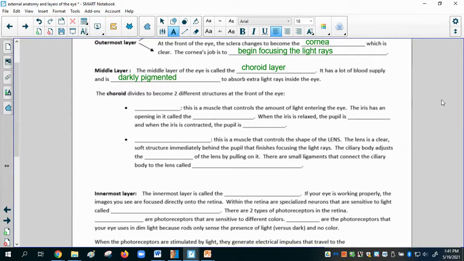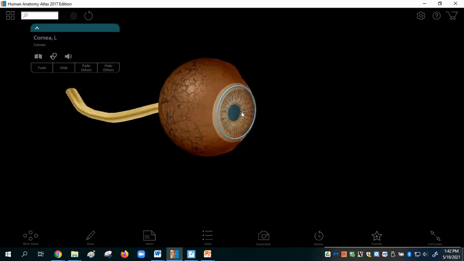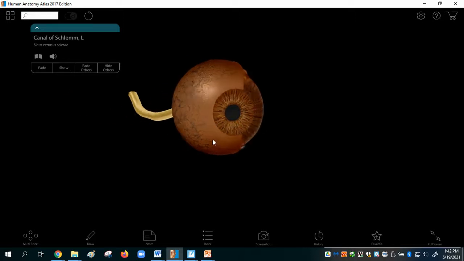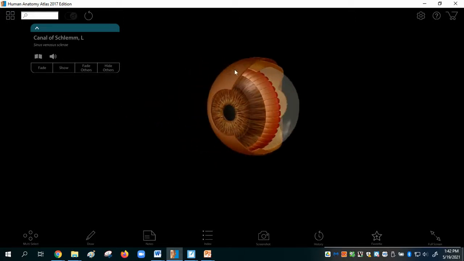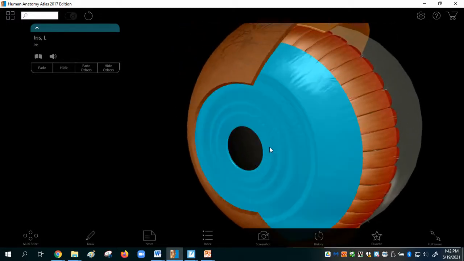All right, so the choroid becomes 2 different structures at the front of the eye. The first one I think you've probably heard of is called the iris. And the iris is the colored part of the eye, and it's a muscle that controls how much light enters the eye. So let's go to our app and take a look. I'm going to delete my cornea. It's going to look really strange without it. And my drainage for eye fluid. And I'm going to zoom in so we can see the iris.